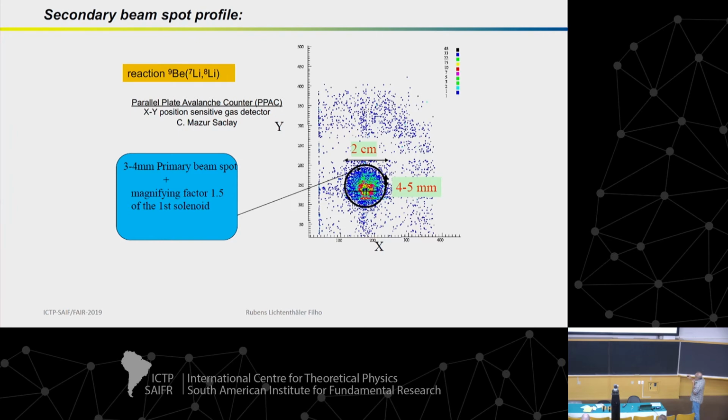This is a profile of the secondary beam spot in the central chamber. This was obtained with a PPAC. PPAC is an XY detector, so it gives the position, a transversal cut of the beam. So you can see this spot. This is the spot size of the secondary beam, which is of the order of 4 to 5 millimeters.